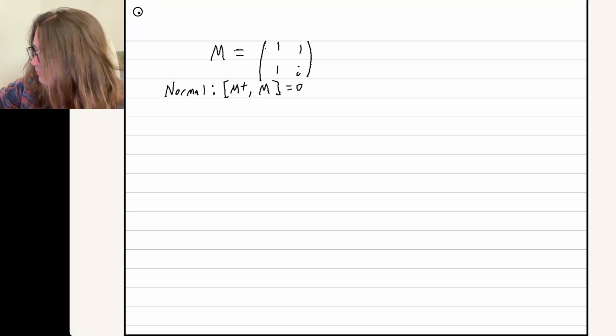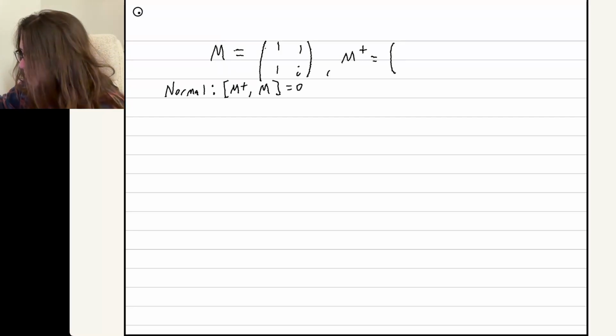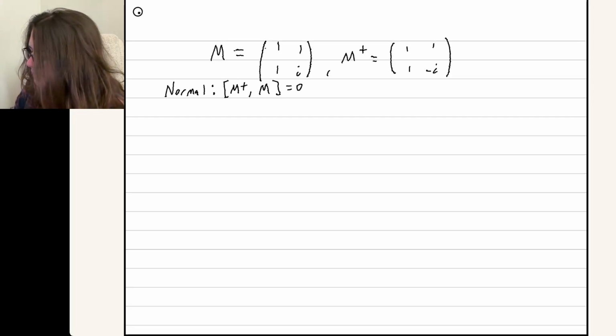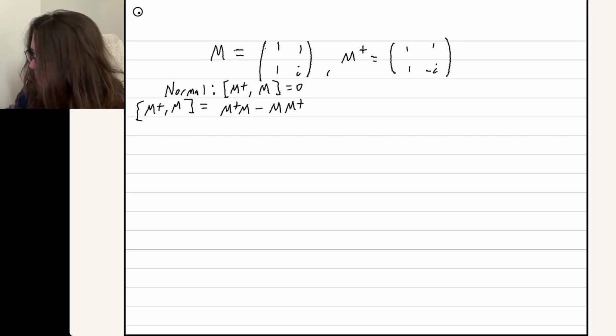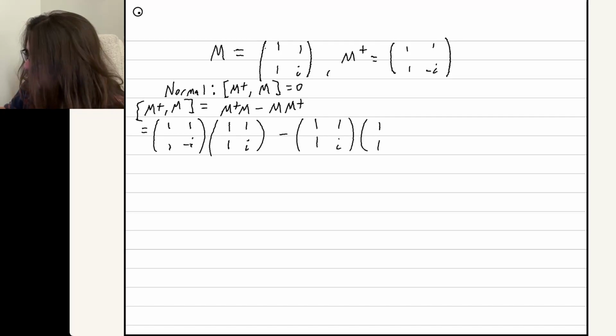So we need to go ahead and find what M dagger is. It is actually just the transpose of the complex conjugate of it. So it's 1, 1, 1 minus I for the Hermitian conjugate. So let's start setting up the commutator then. M dagger M minus M M dagger. So it's going to be 1, 1, 1 minus I, 1, 1, 1 I minus 1, 1, 1 I times 1, 1, 1 minus I.